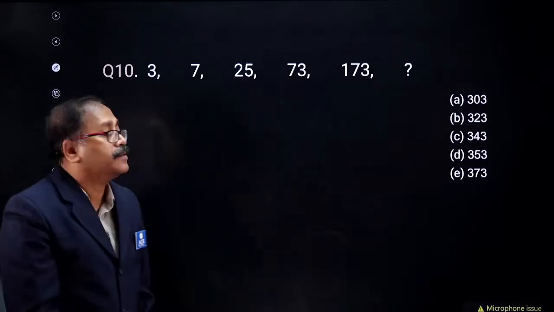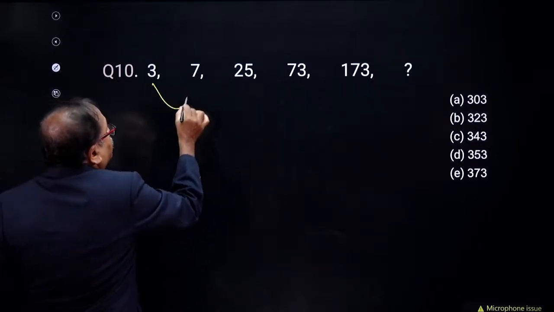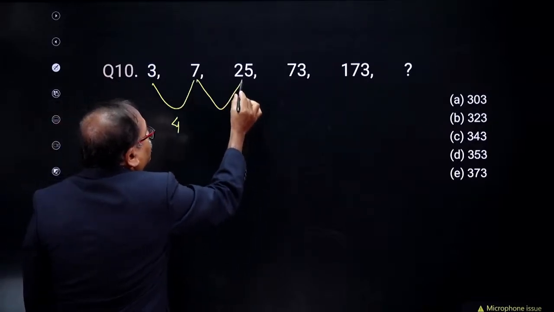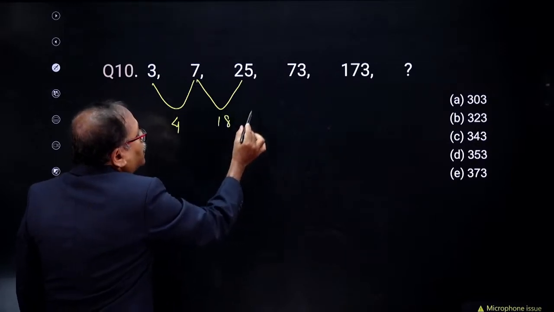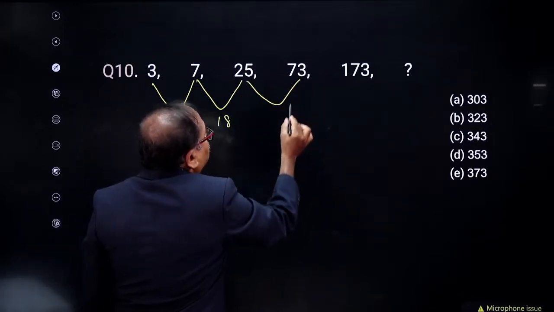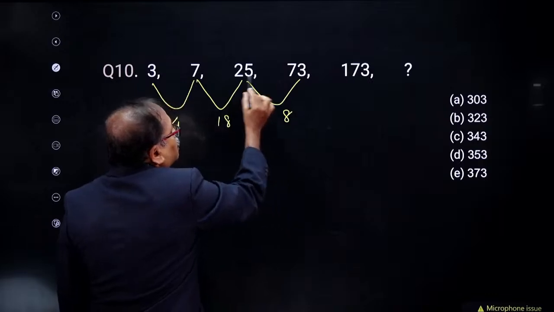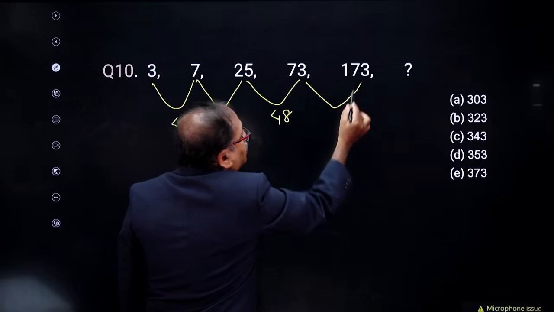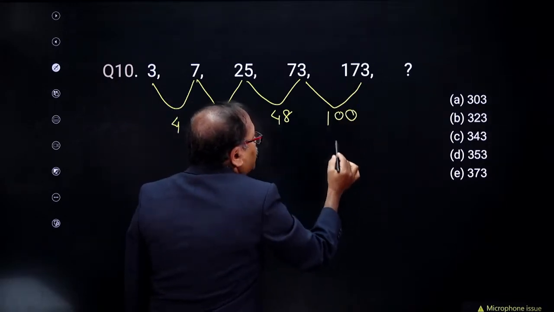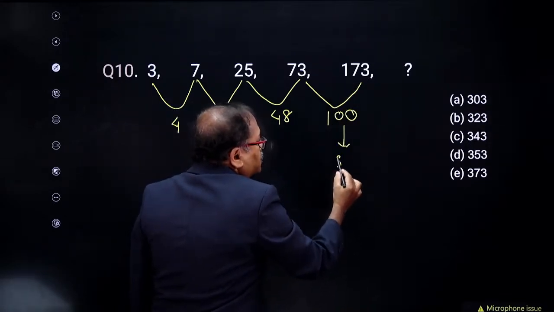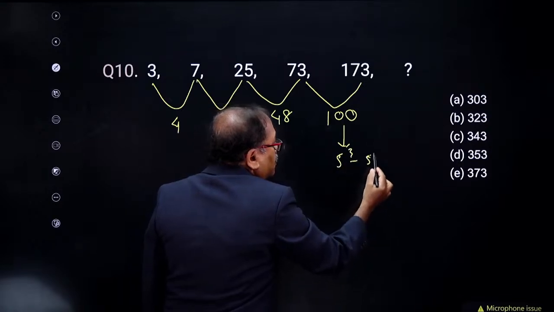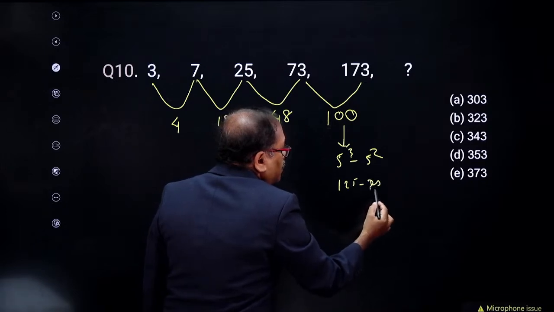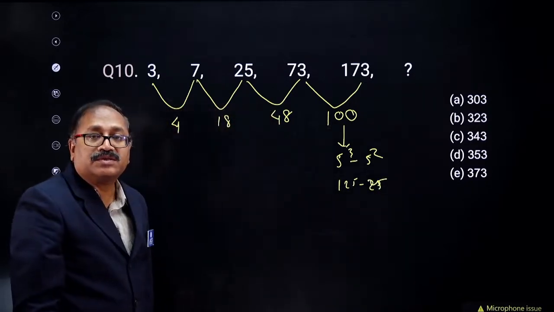Please listen carefully. What is that, my friends? From here to here, I notice that this is 4. And from here to here, this is 18. And from here to here, 5 plus 8 is 13, carry 1, 2 and 4, 48. And from here to here, what is that? 3, that's 0 and 1. And I notice that this is 5 cube minus 5 square, that is 125 minus 25. I notice that part.